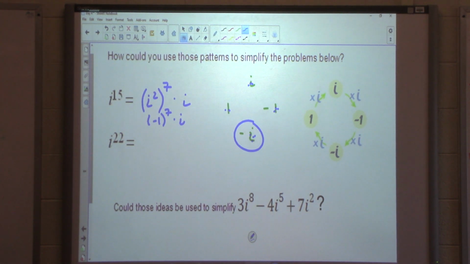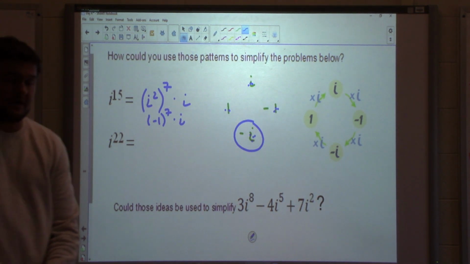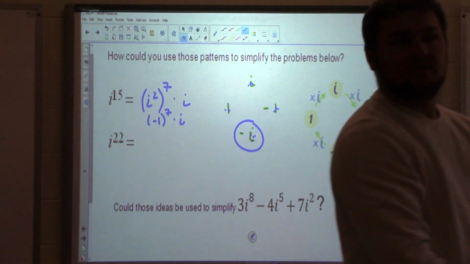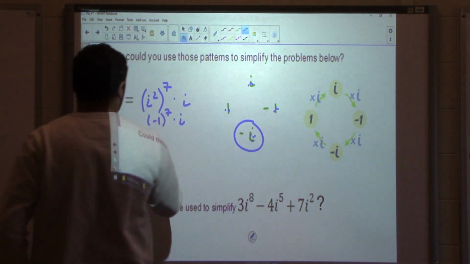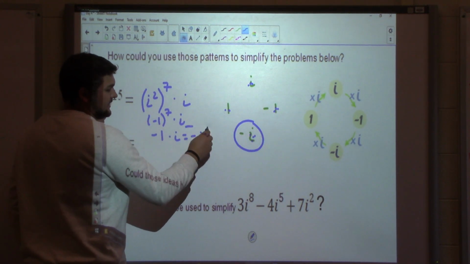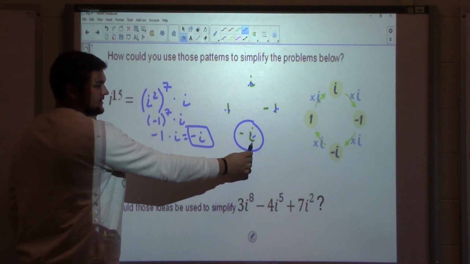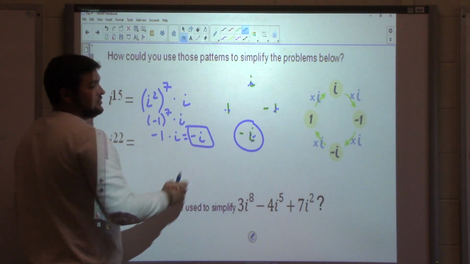Well, what's negative 1 to the 7th power? Put it in your calculator if you don't know. Make sure if you're putting it in your calculator, use parentheses as well. Go ahead, do it right now. Negative 1 to the 7th power is going to be negative 1, times i is negative i. Hey, look, I end up at the same spot. Either way you do it, you should get the same thing.